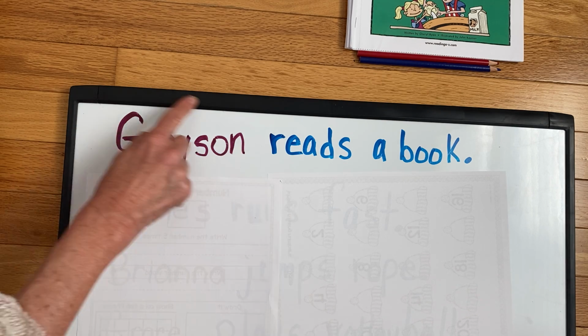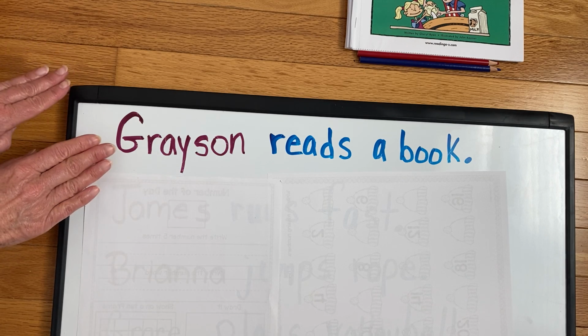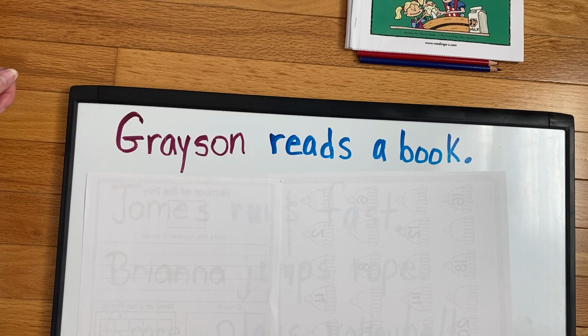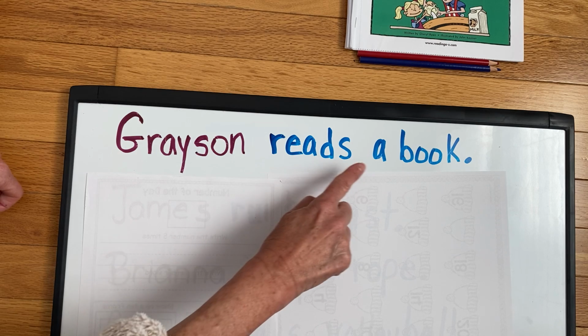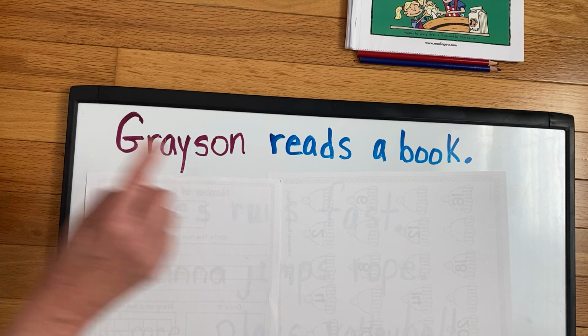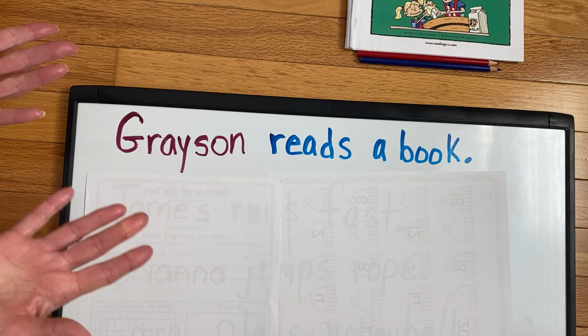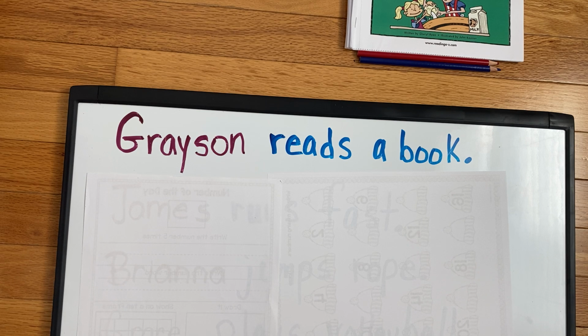Now, I wrote the naming part of the sentence in kind of a purplish maroon color. But if you look over here, I have some words written in blue. That's the second part of the sentence. We call that the telling part. The telling part of the sentence tells us what is happening in the sentence.